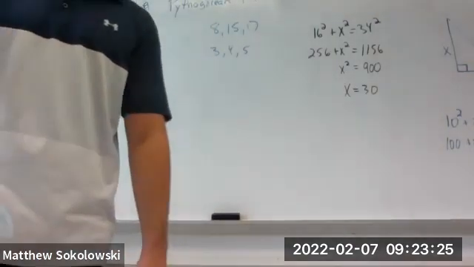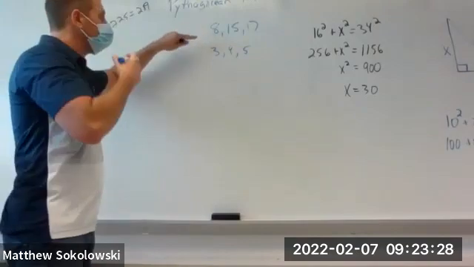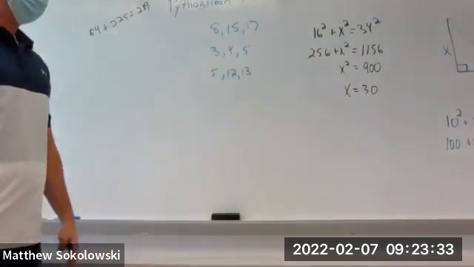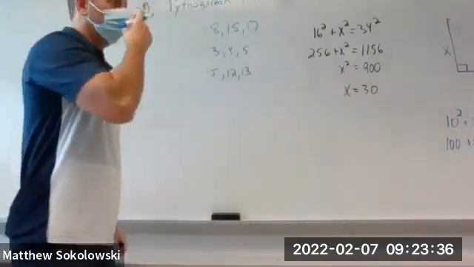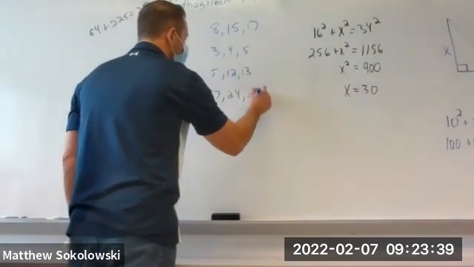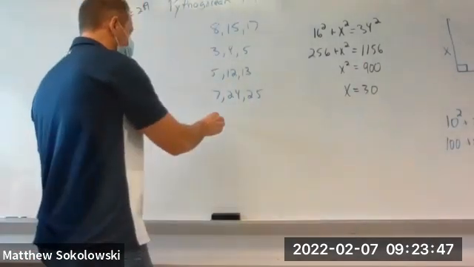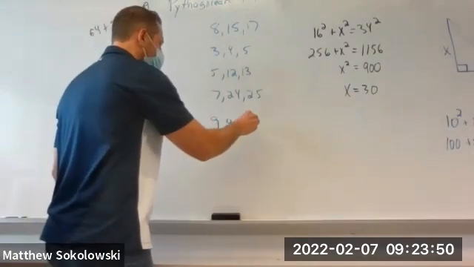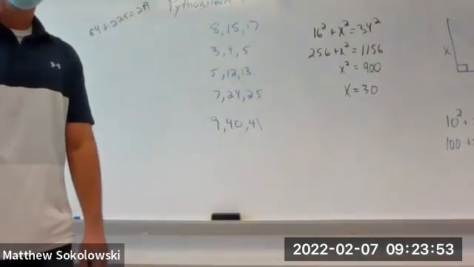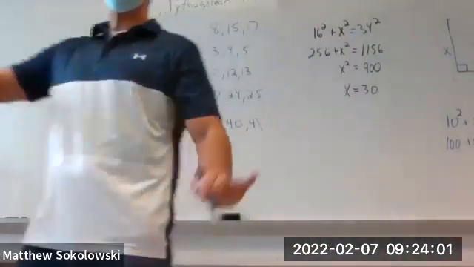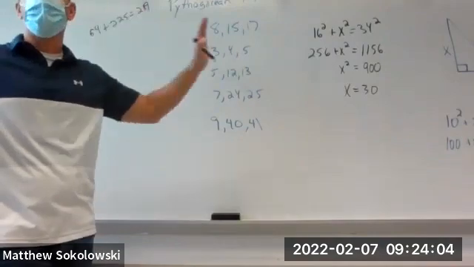4 of them are ones we use all the time. So 8, 15, 17, 3, 4, 5, 5, 12, 13, and then the one that I messed up the first time, 7, 24, 25. Those are families of Pythagorean triples that we use often. Now, there is another one that's sometimes used, 9, 40, 41. So we could start using those today when we do some of these problems.